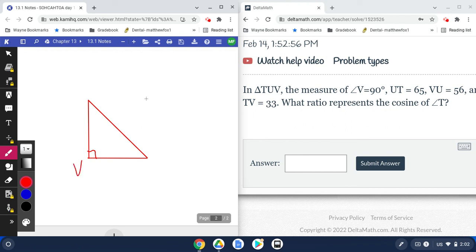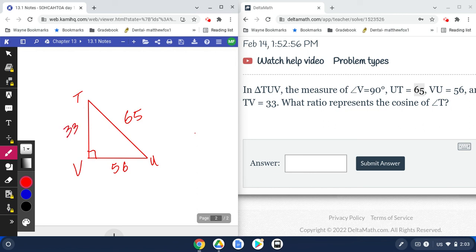I don't care where you put the T and the U. You can put it at either side. Just put one at each corner. But we have to have the V there because it tells us it's 90 degrees, and that's our right angle. So I can put the T up at the top and the U. Now notice, it tells us UT is 65. If UT is 65, then I know from U to T is the hypotenuse, that's 65. It also tells us VU, so from V to U is 56. And finally, TV right here is 33.